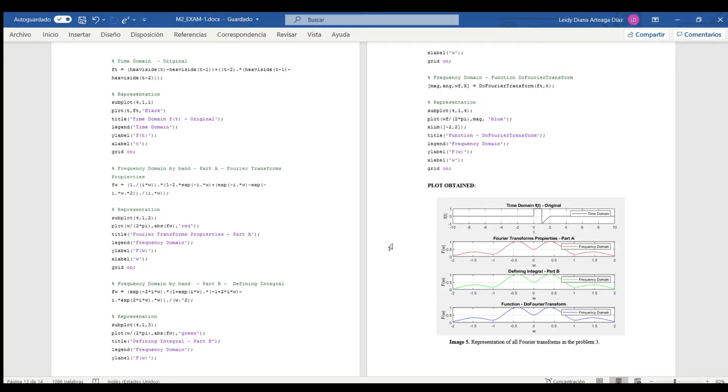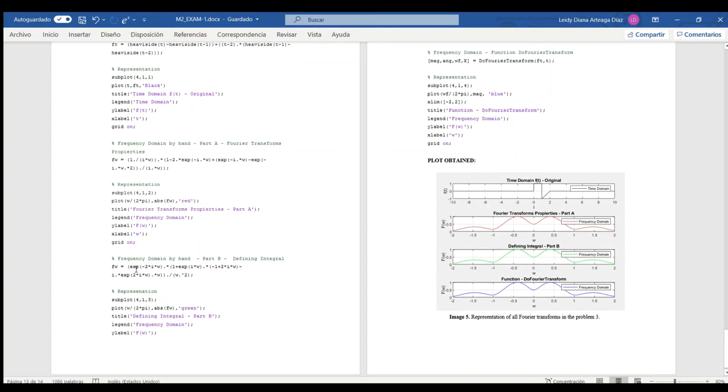The MATLAB code in part D is the following, including the expression obtained in part A with the Fourier transform properties, the respective representation, and the expression obtained with the defining integral, and we can see in the plot the results are the same.